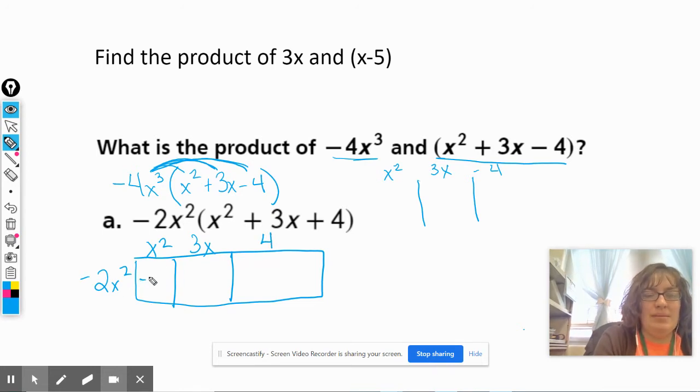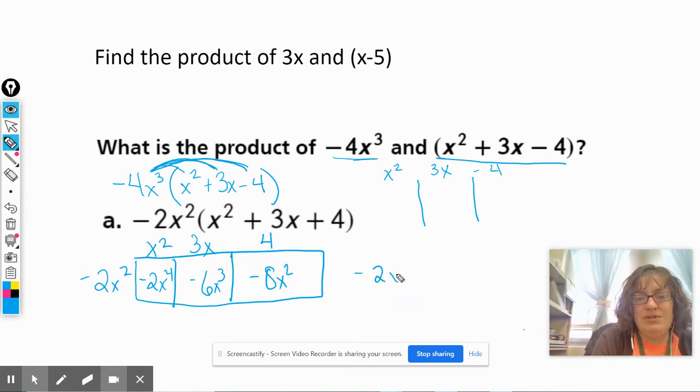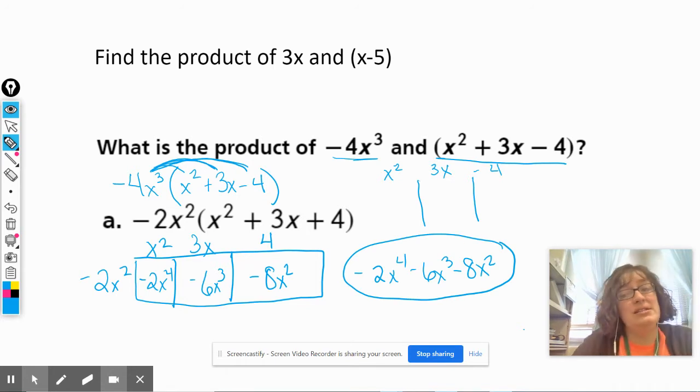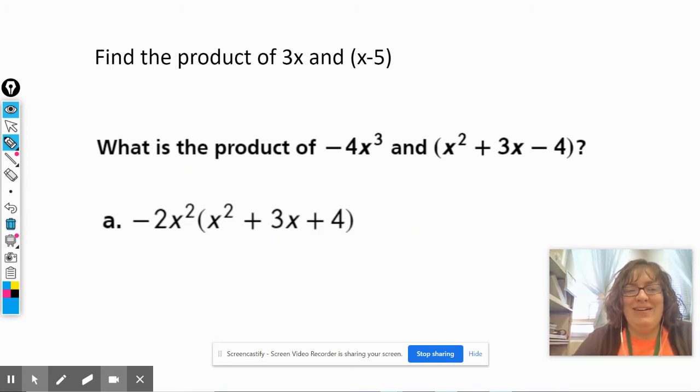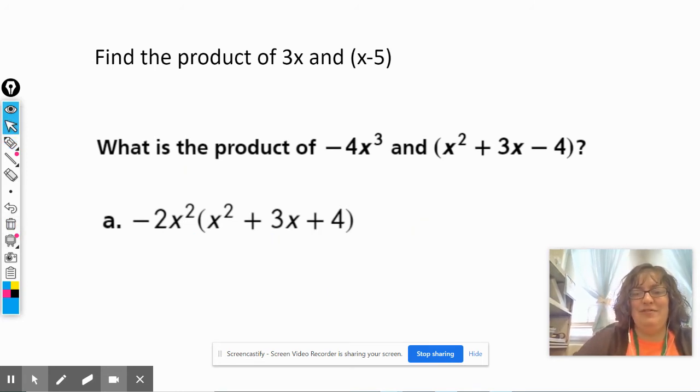And when I multiply, I'm going to end up with negative 2x to the fourth, a negative 6x to the third, and a negative 8x squared. So my answer now would be negative 2x to the fourth minus 6x to the third minus 8x squared. I just put all those pieces together, and since there are no like terms, I can't combine any of them. All right, let's take a look at the next set of problems then.